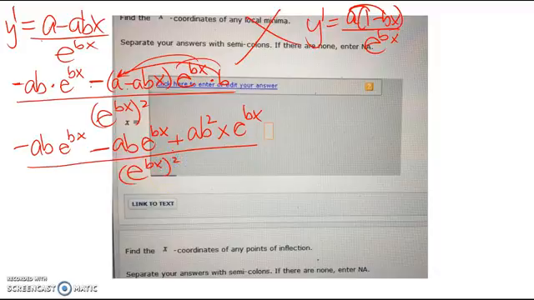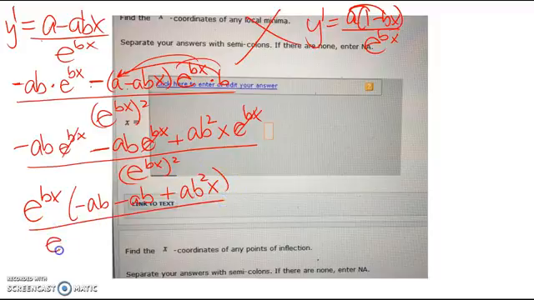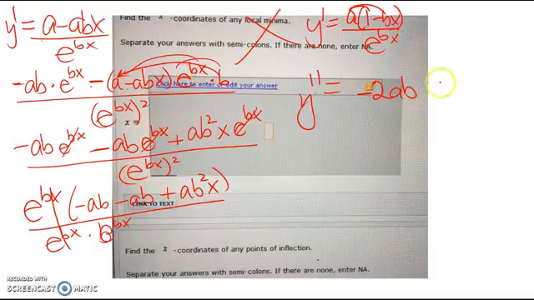So what I can do is factor out the e to the bx. E to the bx, and that leaves negative ab, right? Pull that out, plus ab squared x, right? Over e to the bx times e to the bx. So my final y second derivative, if I collect like terms on top, is minus 2ab plus ab squared x over e to the bx.